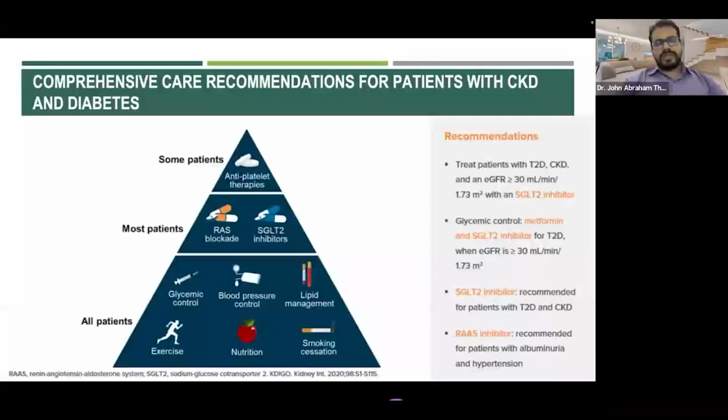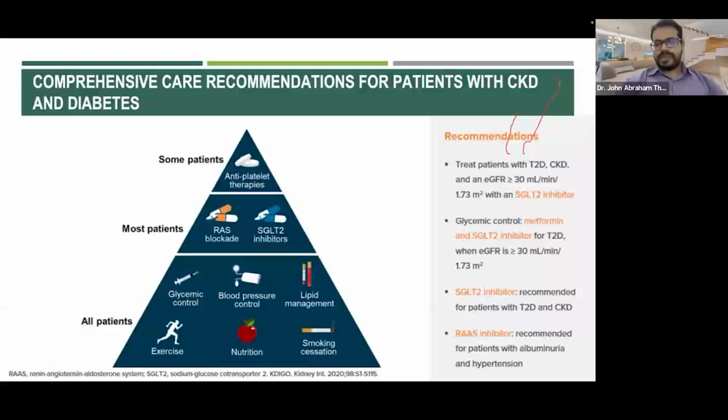So in diabetes, we require a comprehensive care recommendation in patients with CKD. Forget not the exercise, nutrition, and smoking cessation, which is the base of the pillar, then glycemic control, blood pressure control, lipid management, RAS blockade, SGLT2 inhibitors, and some patients may require antiplatelet agents.